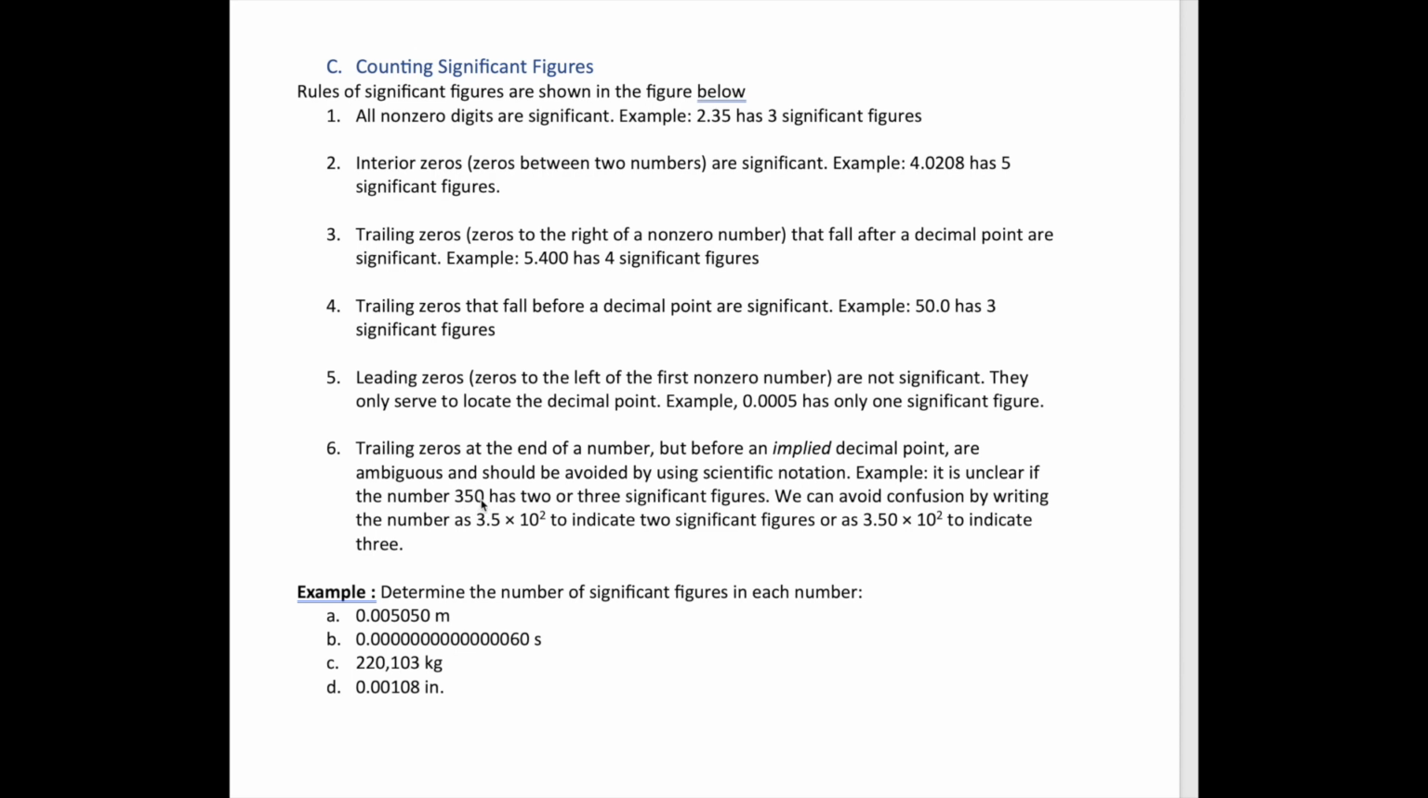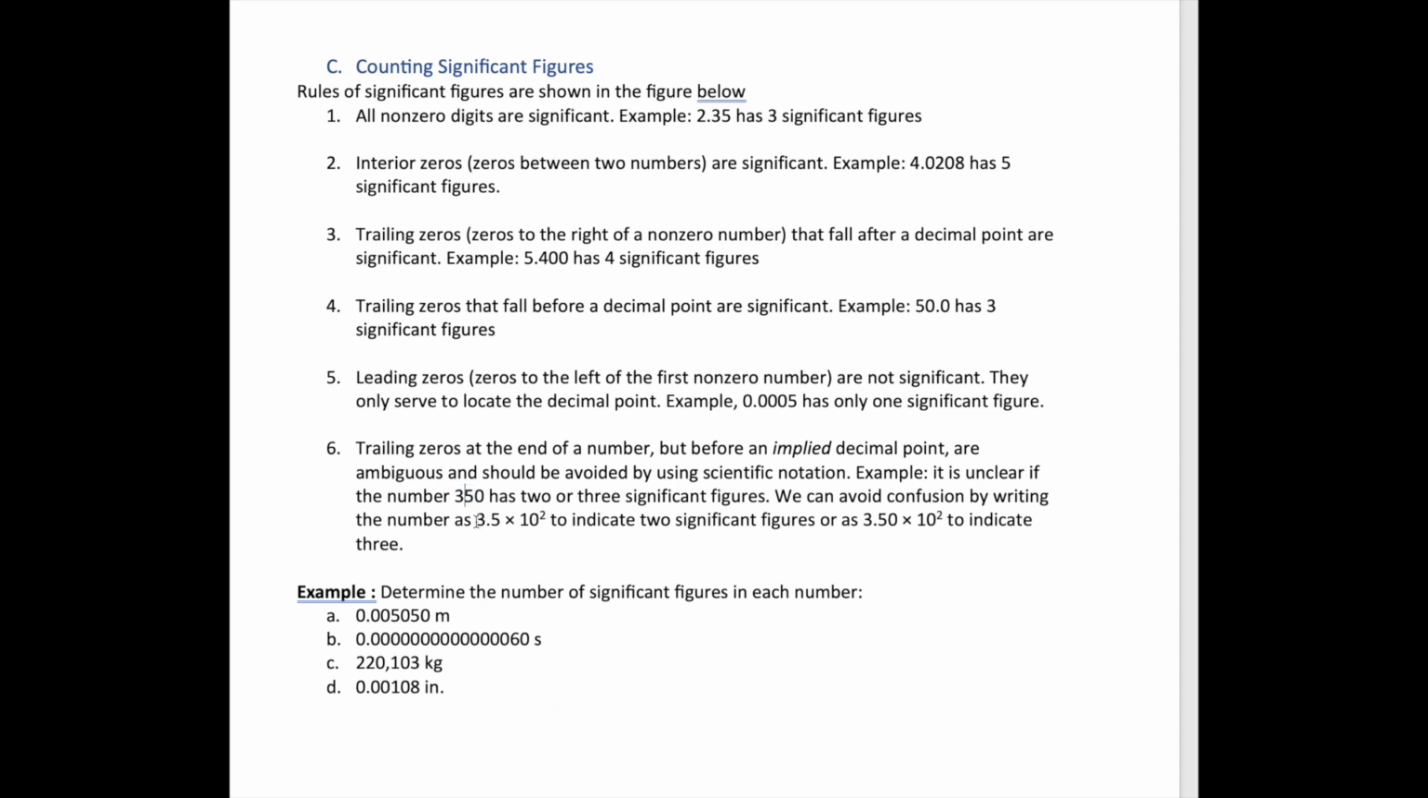It's not really clear because that 0, some instrument that is an estimated read, sometimes it's not. So when we write something like this, we don't really know if it has 2 or 3 significant figures. To make it less confusing, we would write it as scientific notation, which is something that looks like this. 350 is the same as 3.5 times 100, or 3.5 times 10 to the power of 2.